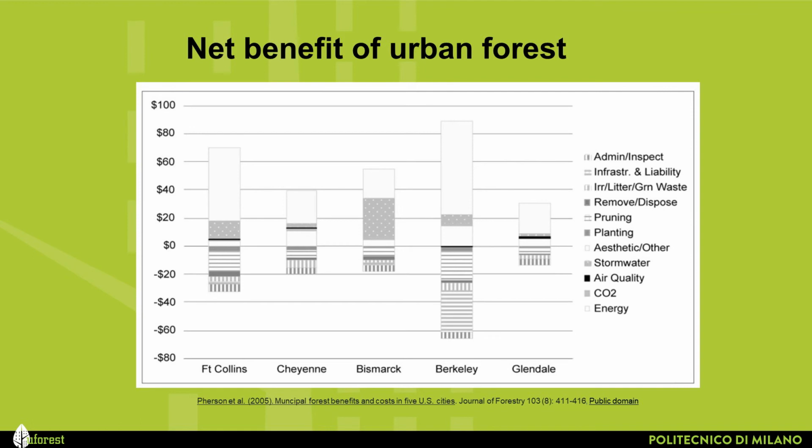Here we provide one of the few examples which are well documented, an overview of costs and benefits for 5 United States cities. We see that the costs and benefits vary a lot between the different cities. The high costs in Berkeley are mainly related to high costs for infrastructure and liability, as well as high costs for pruning. On the other hand, the benefits in Berkeley are comparatively high. So this means that investing in your trees leads to higher benefits and higher return on investment.